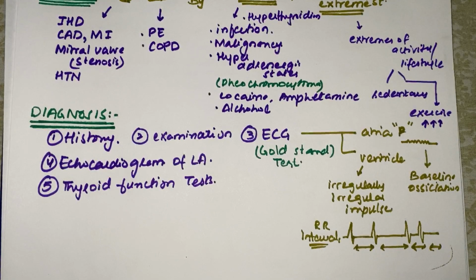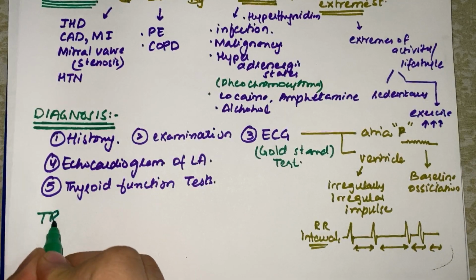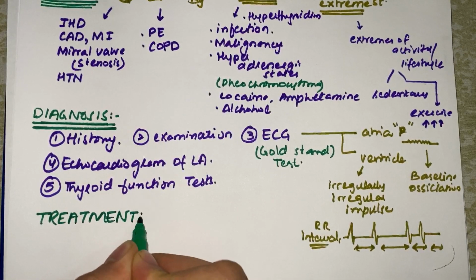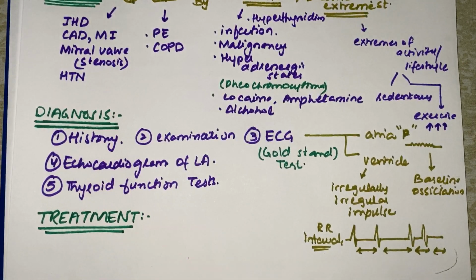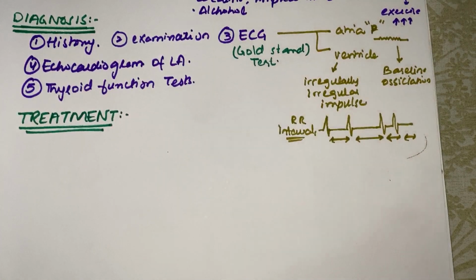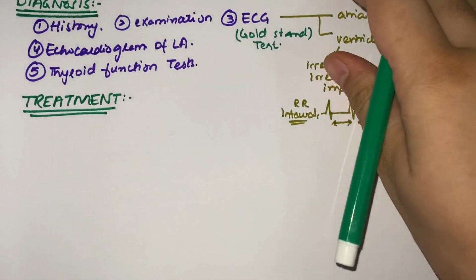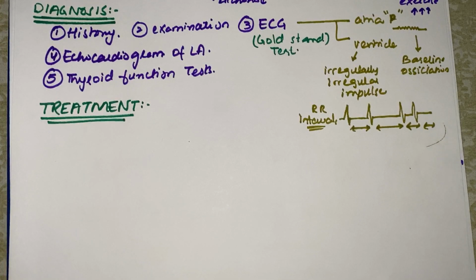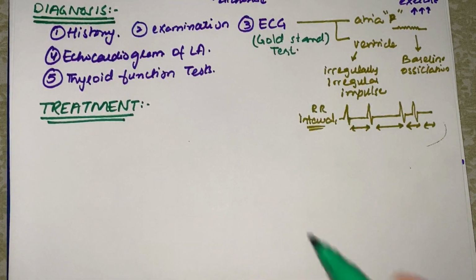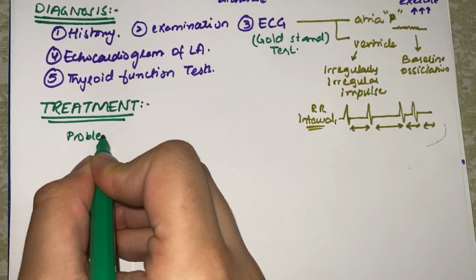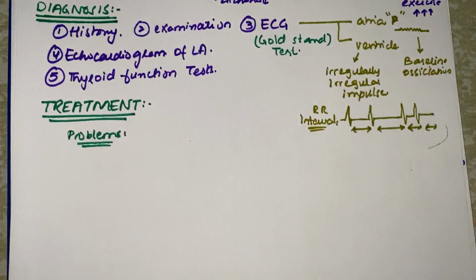Now moving on, I hope the diagnosis is clear now. Moving on to how we will manage the patient, what is the treatment of atrial fibrillation. To understand the treatment in a very good way, you should first of all keep in mind what problems the patient is facing. So before the treatment, I will discuss what problems the patient is facing.